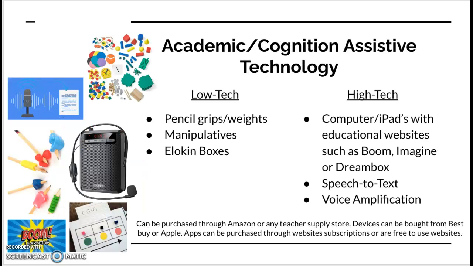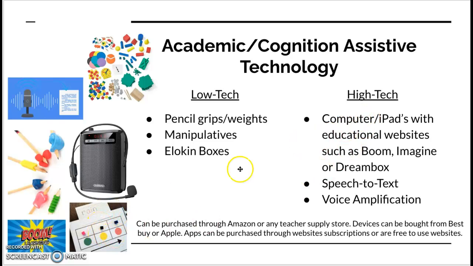For academic and cognition assistive technology, there are also low-tech and high-tech options. For low-tech, you have pencil grips and weights, manipulatives, and Elkonin boxes. Manipulatives can help in a variety of different ways, math, reading. There are lots of different types of manipulatives, and those are low-tech because they don't require any technology. Along with the pencil grips and weights that help with writing and stability for students using their pencils to write. And then Elkonin boxes can help with sounding out words, isolating and blending those sounds.